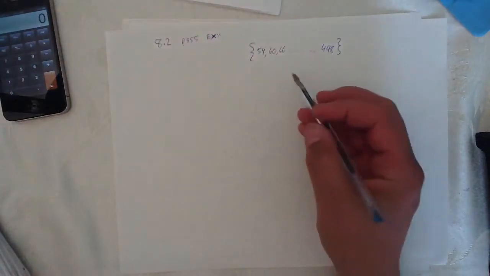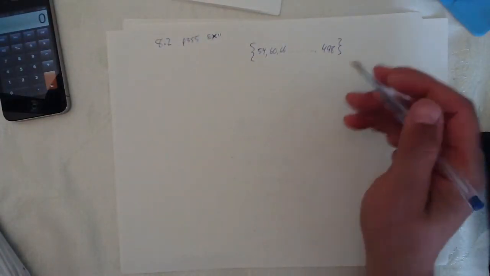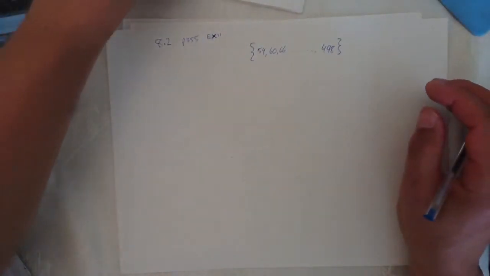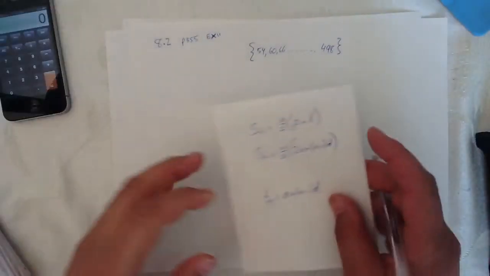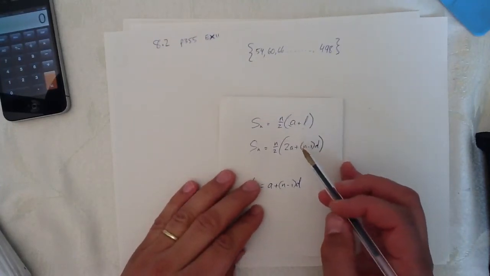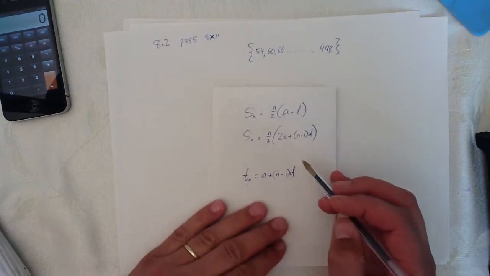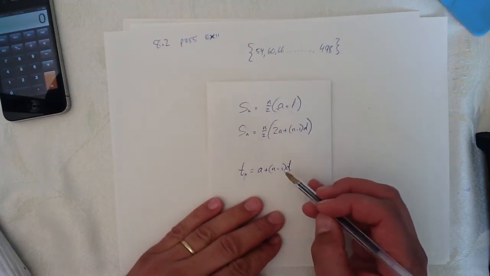So 498 is our last one, and we just did that with a little bit of trial and error. And so we know the first term, we know the last term. We don't know how many terms there are, but who cares about that right now. We should be able to find out using, oh geez, we don't know the number of terms.